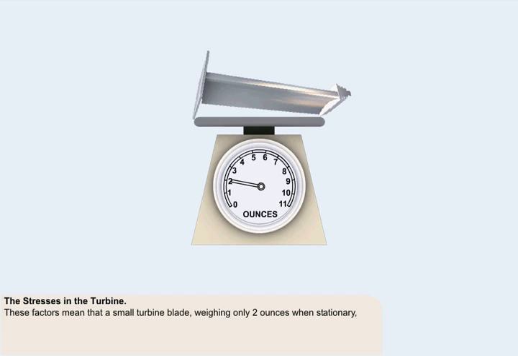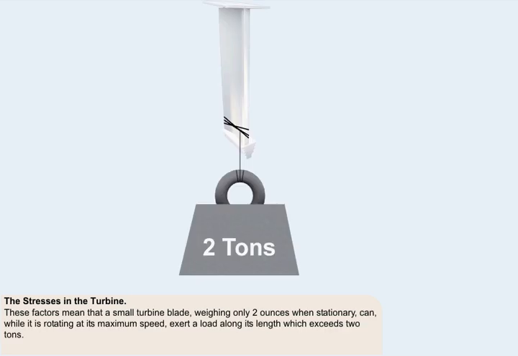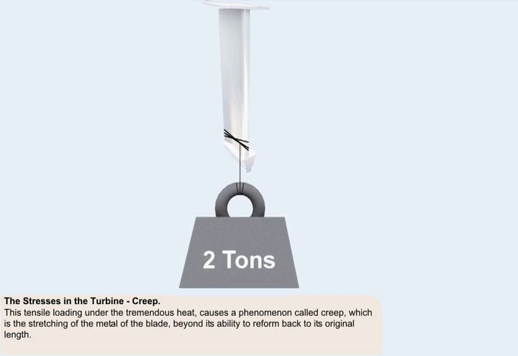These factors mean that a small turbine blade, weighing only 2 ounces when stationary, can, while it's rotating at its maximum speed, exert a load along its length which exceeds 2 tons. This tensile loading, coupled with the tremendous heat, causes a phenomenon called creep, which is the stretching of the metal of the blade beyond its ability to reform back to its original length.